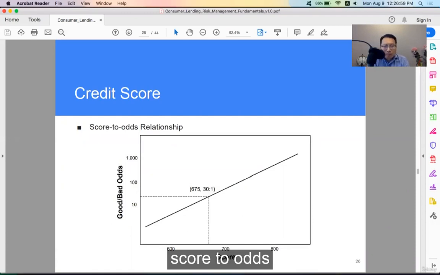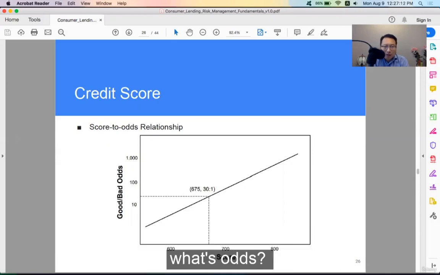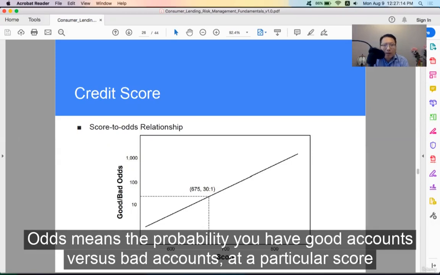Score to odds. This is a typical graph to show what the score's value is, corresponding to the odds. So what are the odds? Odds means the probability you have good accounts versus bad accounts at a particular score.